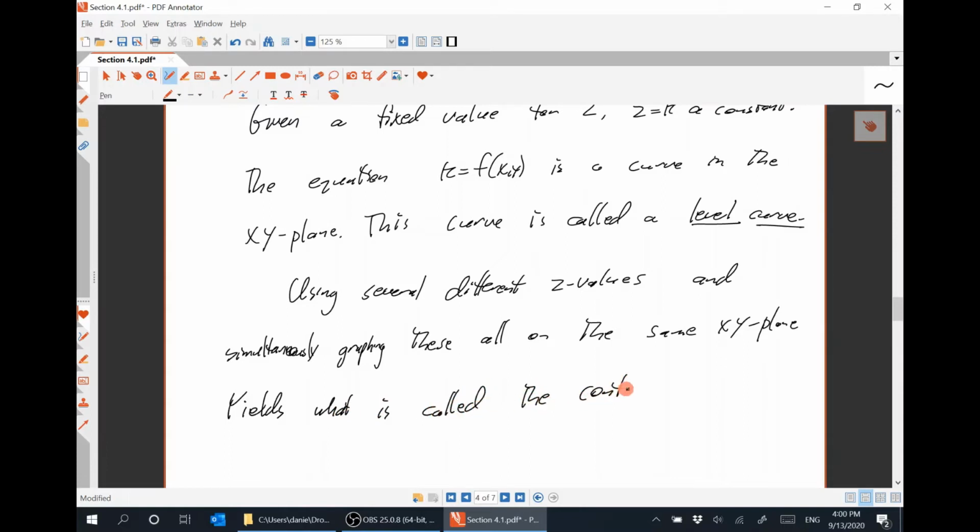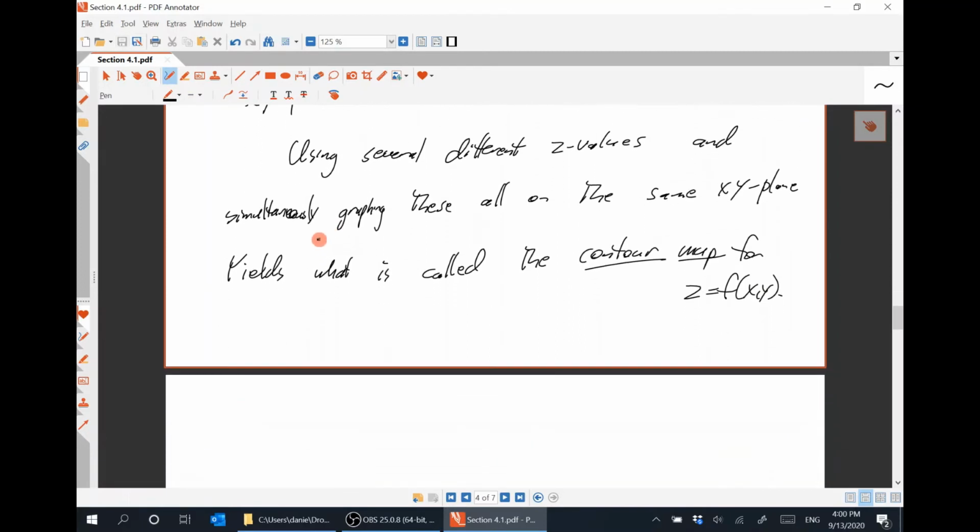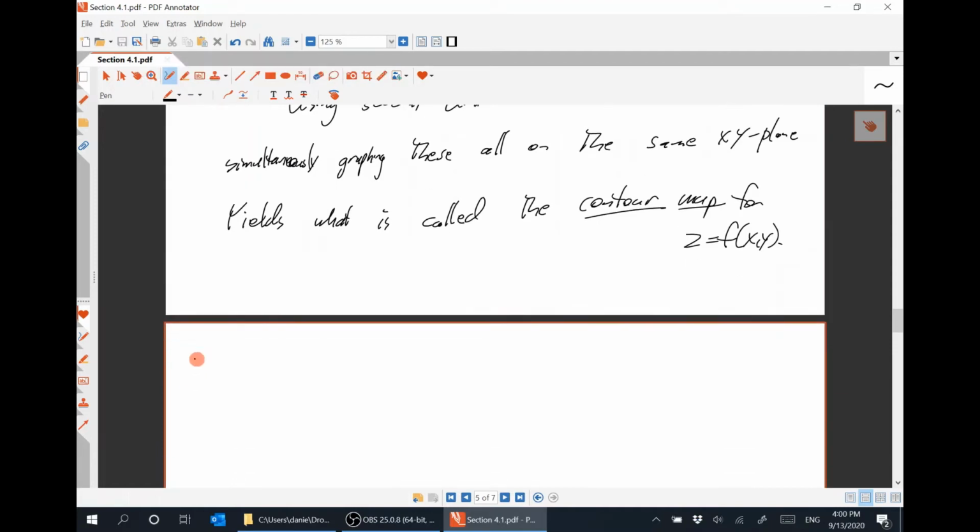The contour map for z equals f(x,y). So rather than trying to draw the surface in a three-dimensional fashion, we draw in a two-dimensional fashion with several level curves. So for example, this one is similar to that saddle surface, but it's much easier to draw now.